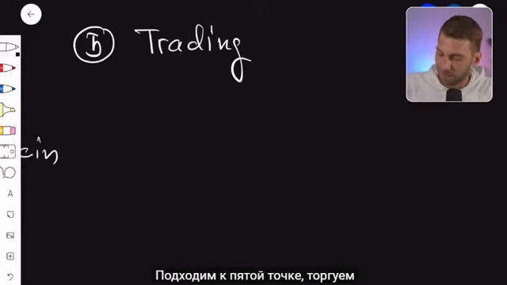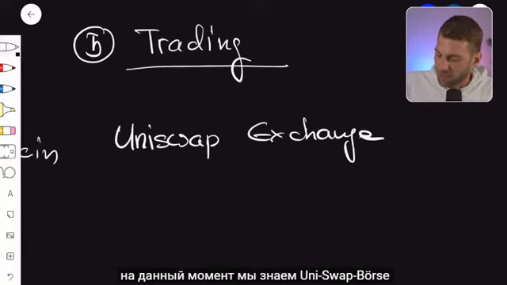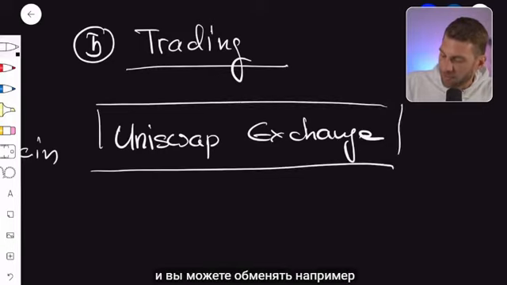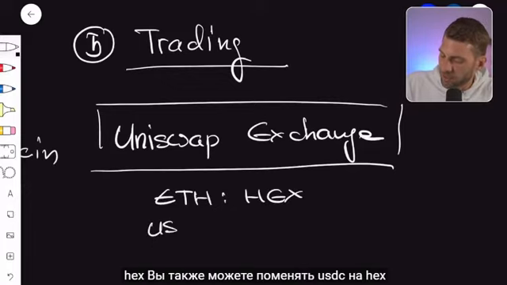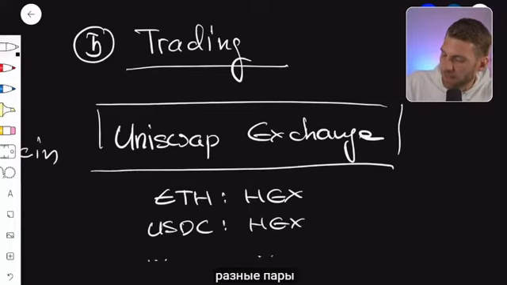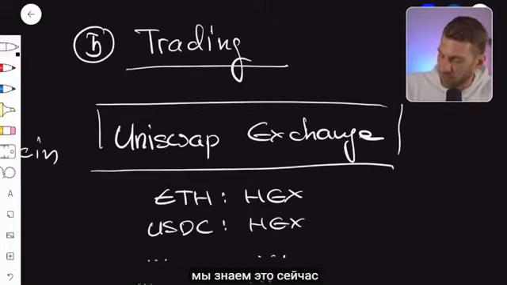Let's come to the fifth point, the trading topic. This will be really interesting. For now we know the Uniswap exchange, which is running on the Ethereum blockchain, and you can trade, for example, some Ethereum for HEX. You can also trade USDC for HEX, whatever you want. You also have different pairs depending on the volume if you want to trade other coins. This is what we know for now.